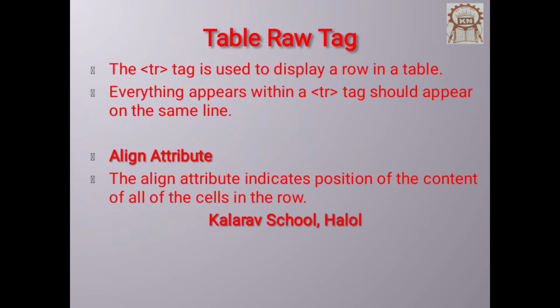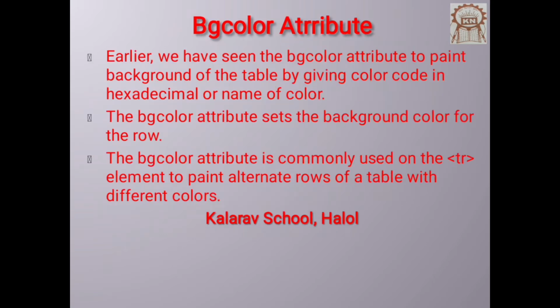They are: the align attribute, where the content of the row is aligned as specified; BG color, the background color for the selected row; and V align, which specifies the vertical alignment of the contents of each cell in a row. The align attribute indicates the position of the content of all of the cells in the row.